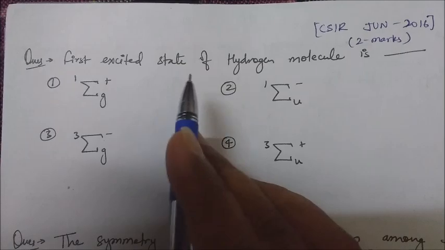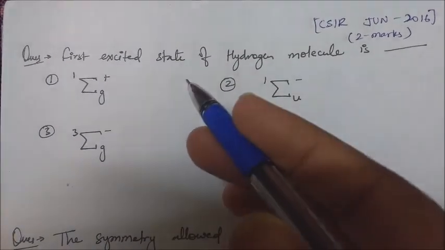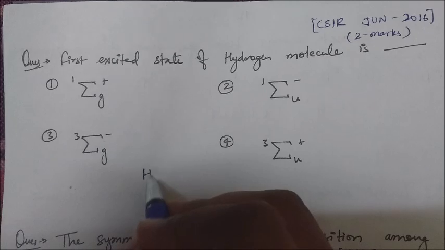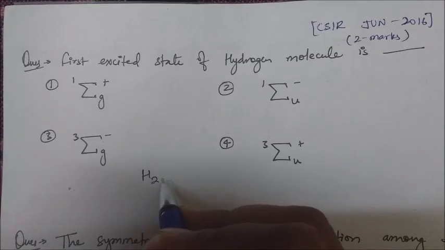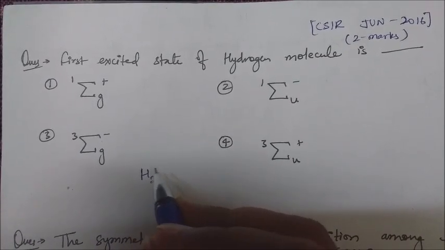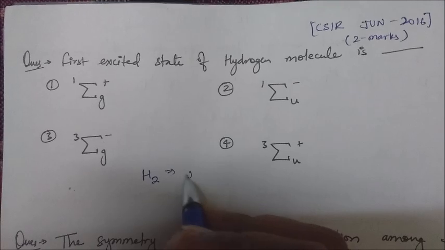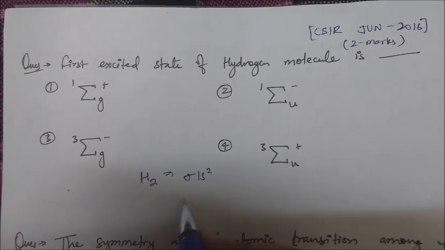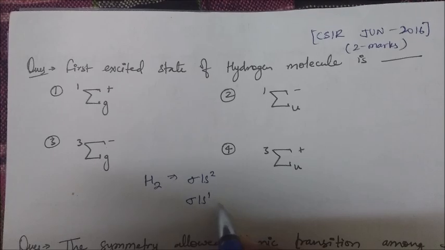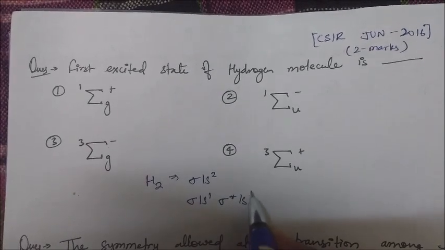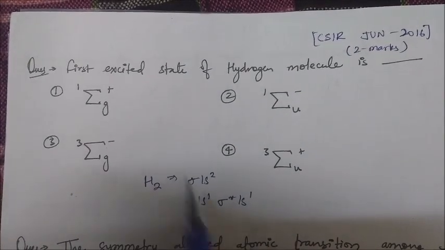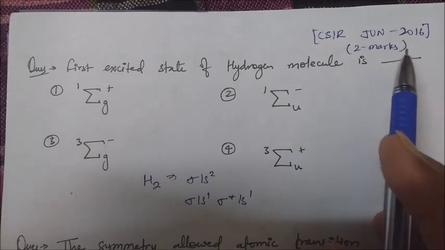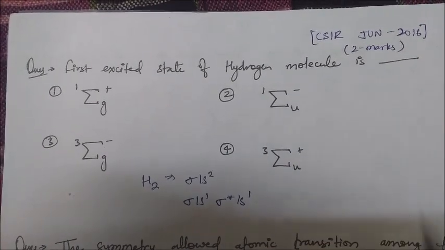Okay, I'm just telling you the electronic configuration so that it becomes a little easier for you. For a hydrogen molecule, H2, the electronic configuration will be sigma 1s2. But for the excited hydrogen molecule, that will be sigma 1s1 and sigma star 1s1. So now I hope that you people will be able to get the answer. This question was from June 2016, so I'm leaving it for you.